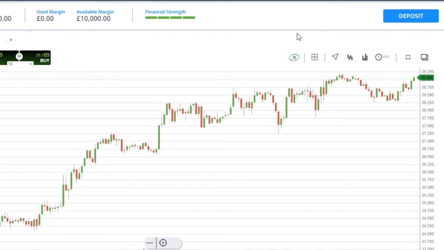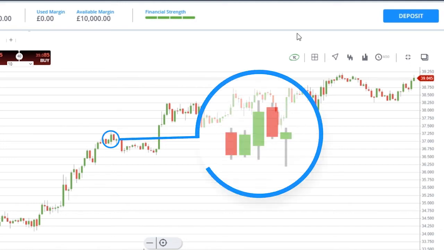As I previously mentioned, the Japanese Candlesticks chart is more detailed and gives you more information, so I will show you how to read it. The Japanese Candlesticks chart shows two types of sticks, red and green ones. Red sticks represent the time frame when the price went down, such as this one here. And green ones represent the time frame when the price went up, such as this one here.